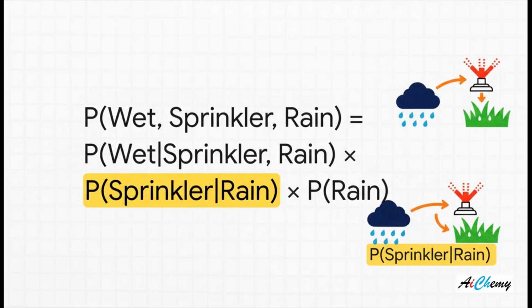The probability of the whole shebang, wet grass, sprinkler on, and rain, is just a few things multiplied together. It's the probability of the grass being wet, given the sprinkler and rain situation, times the probability of the sprinkler being on, given that it's raining, times the plain old probability of it raining in the first place. And the best part, we already have every single one of these numbers. They're sitting right there in those little CPTs we made.